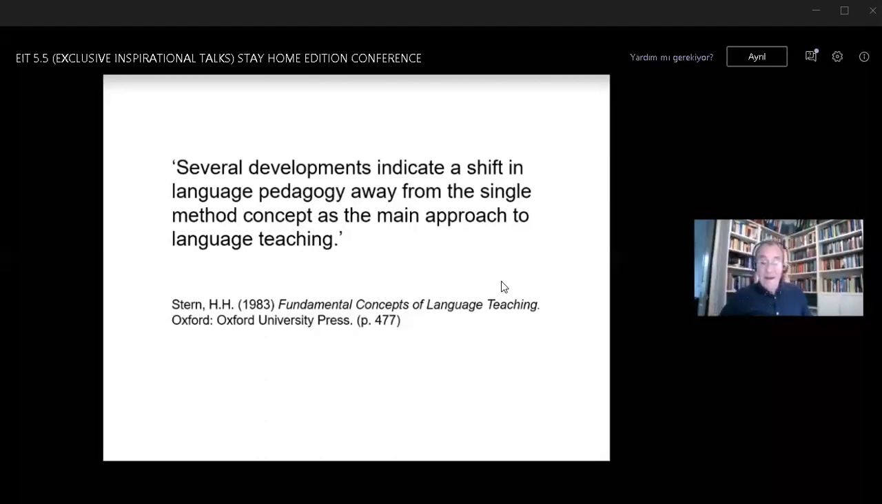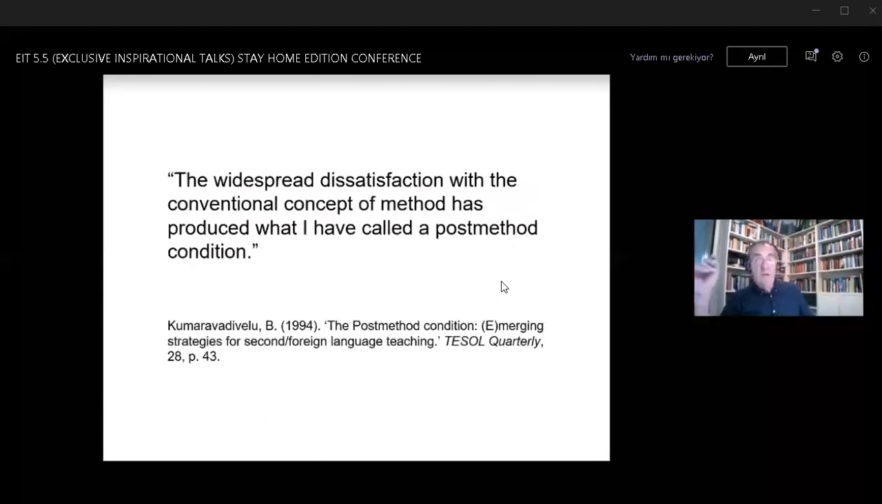And that, of course, led us to the notion that maybe there is no best method at all. And in 1994, Kumaravadivelu proposed that we've gone beyond the concept of method and we're in the post-method condition. And yeah, maybe we are. Maybe we have moved on.